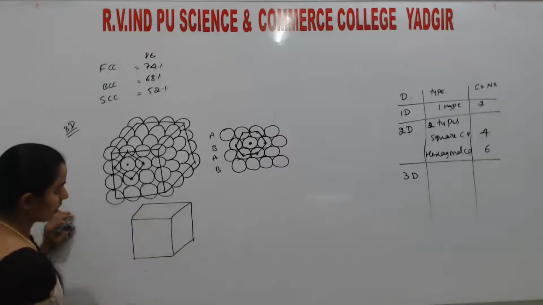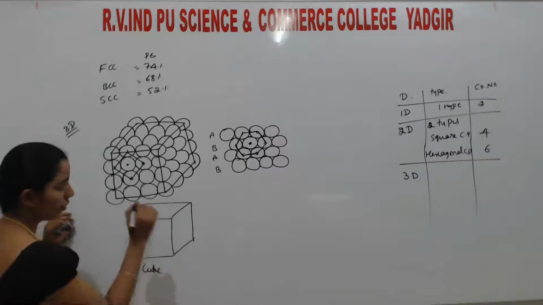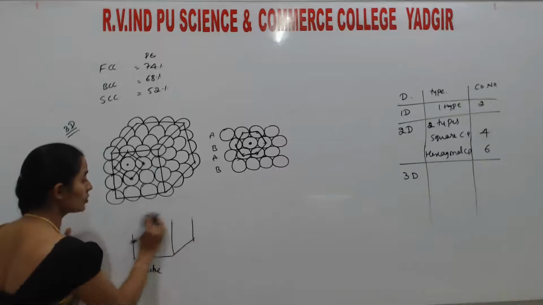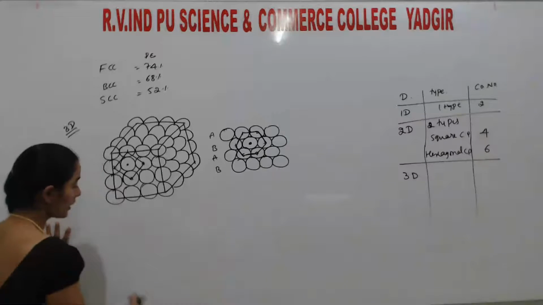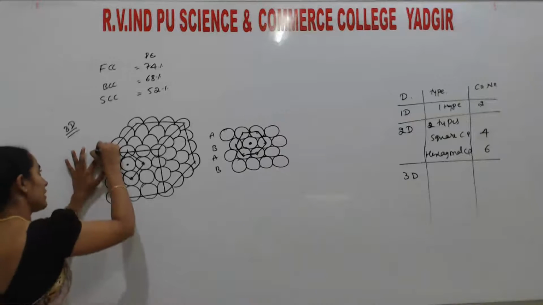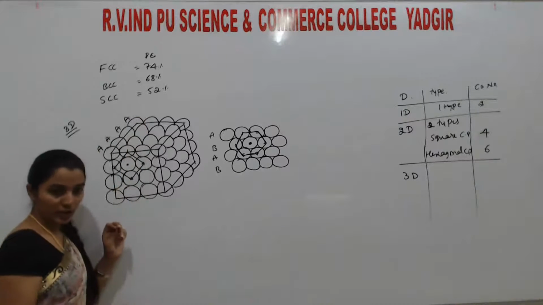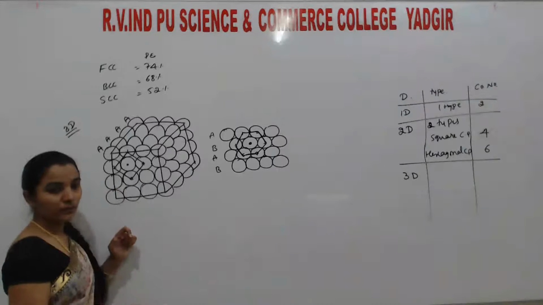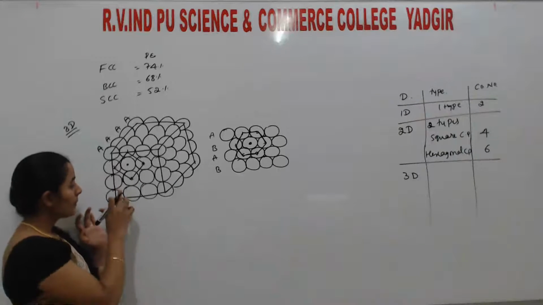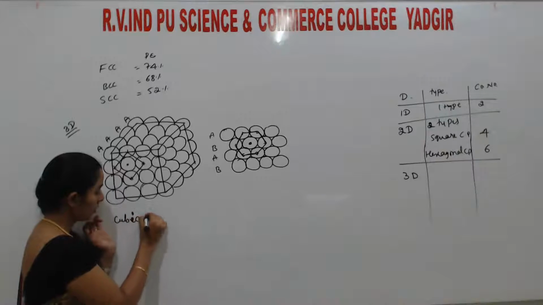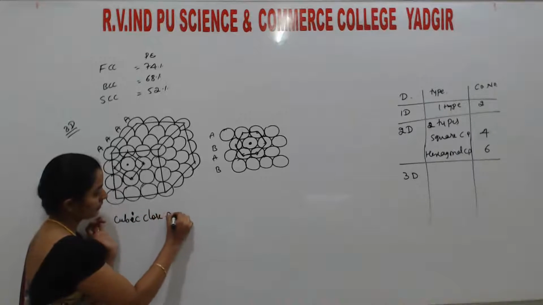This is exactly the structure of a cube, a perfect cube. Means if square close packing structures are arranged in such a way that the first layer arrangement is A, this is also A, if A type arrangement is there, then what happens? These form cubic close packing.